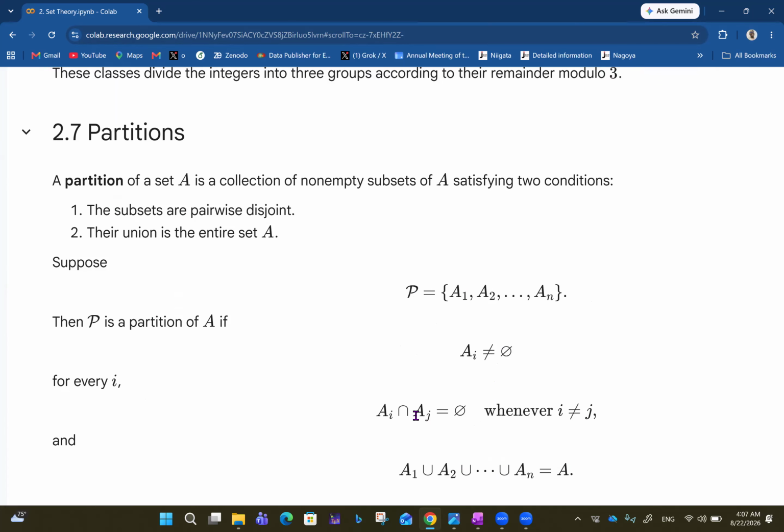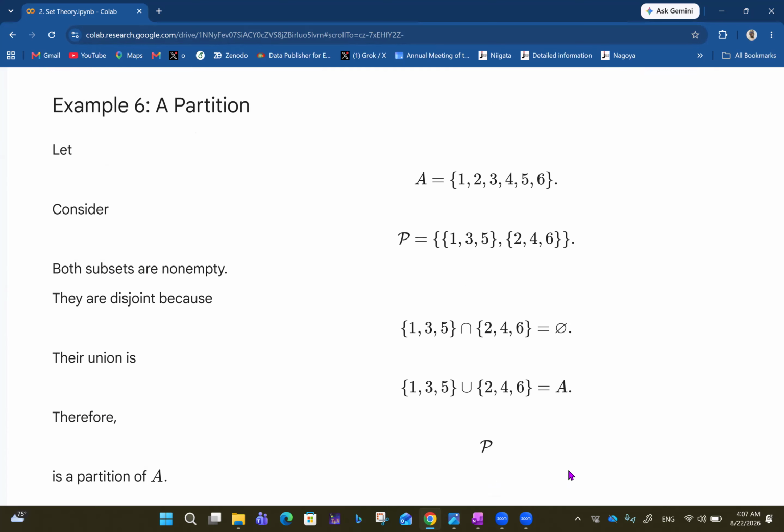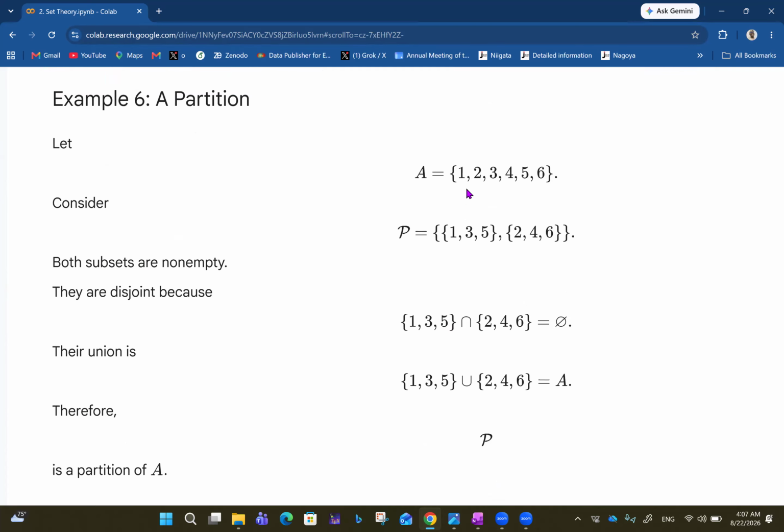So the subsets are pairwise disjoint, meaning their intersection is empty. Then their union is the entire set. So if you take all their union, you get back your set. Let's see how that looks. Imagine a partition. Let A be 1, 2, 3, 4, 5, 6. Consider P as {1, 3, 5} and {2, 4, 6}. Both subsets are non-empty, right? They are non-empty.